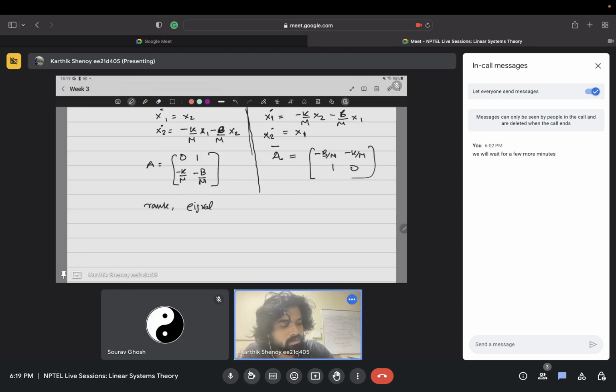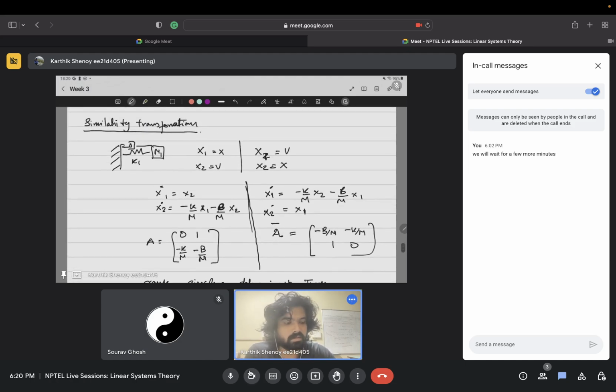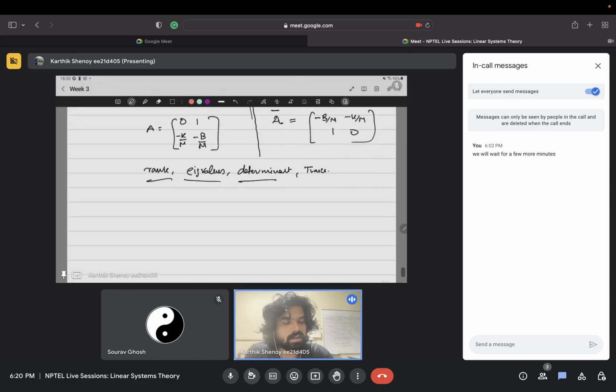eigenvalues, eigenvectors may not be the same. Eigenvalues may be transformed like in a different basis. If the eigenvalues are the same, the determinant will be the same, and then your trace will also be the same. All these are the same because the eigenvalues and the rank tell me the properties of the system, the dynamics of the system, how fast it will go, how fast it will converge and things like that. So these are the same.